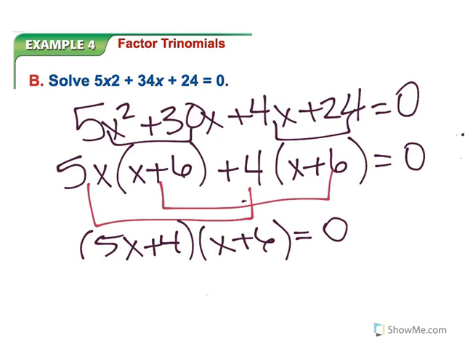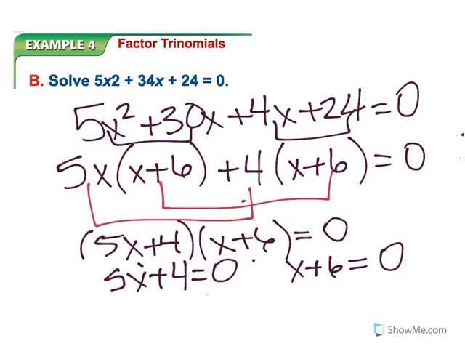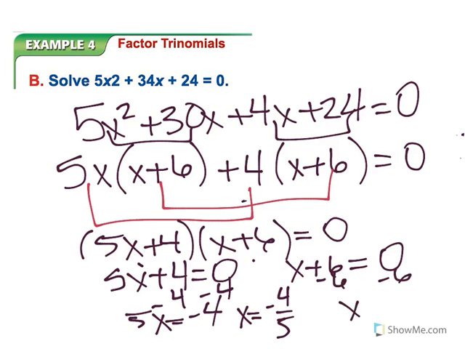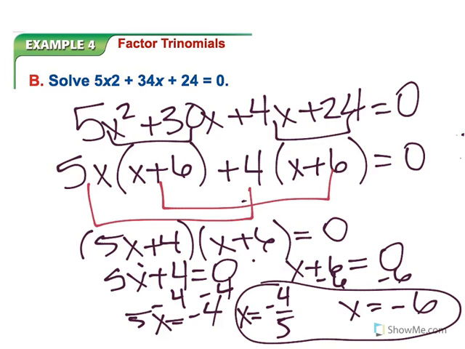Now to figure out what x is, I'm going to set each of these factors equal to 0. 5x plus 4 equals 0. X plus 6 equals 0. Alright, so on the first one, subtract 4 from both sides. Get 5x is equal to negative 4. Divide by 5, we get x is equal to negative 4/5. And for the second one, I'm going to subtract 6 from both sides and get x equals negative 6. So these are my two solutions, x equals negative 4/5 and x equals negative 6.